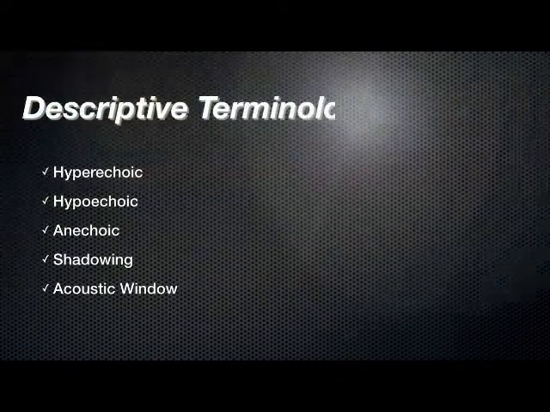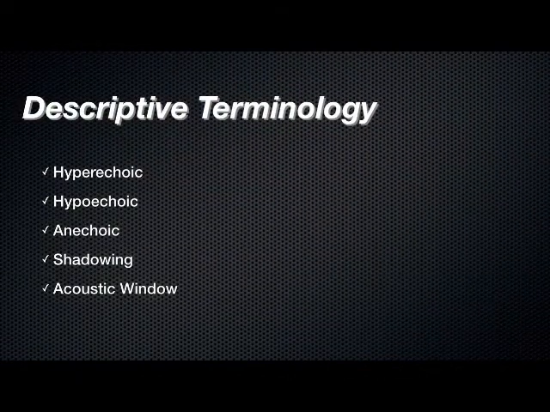Some terminology that you guys are going to need to get used to. Hyperechoic means that there are a lot of echoes, and on ultrasound that means it's going to be much brighter white. Hypoechoic means there's less reflection, and so it's going to be more of a gray scale. Anechoic means without echo, so this is going to be your blood vessels, your gallbladder, your bladder, because they're basically fluid filled.